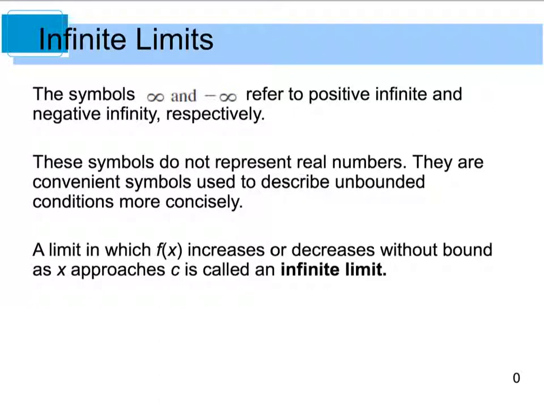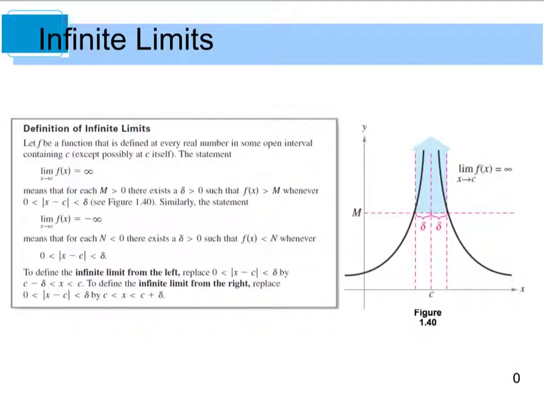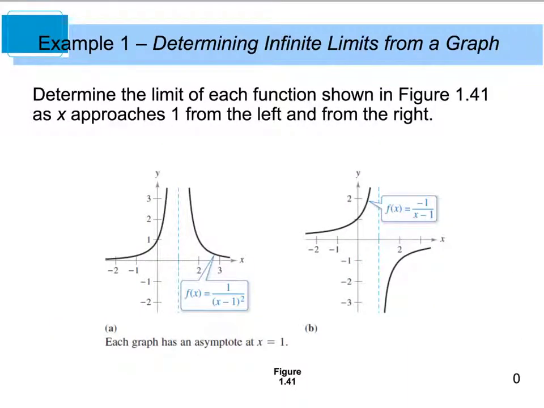A limit in which f of x is increasing or decreasing without bound as x approaches c is called an infinite limit. If f of x approaches the same way from the left and from the right, if it's going out of bounds completely, we can describe the whole location as the limit of f of x as x approaches c equals infinity, or equals negative infinity, as long as it's going in the same direction both ways. We can see that in the function f of x equals 1 over x minus 1 squared.